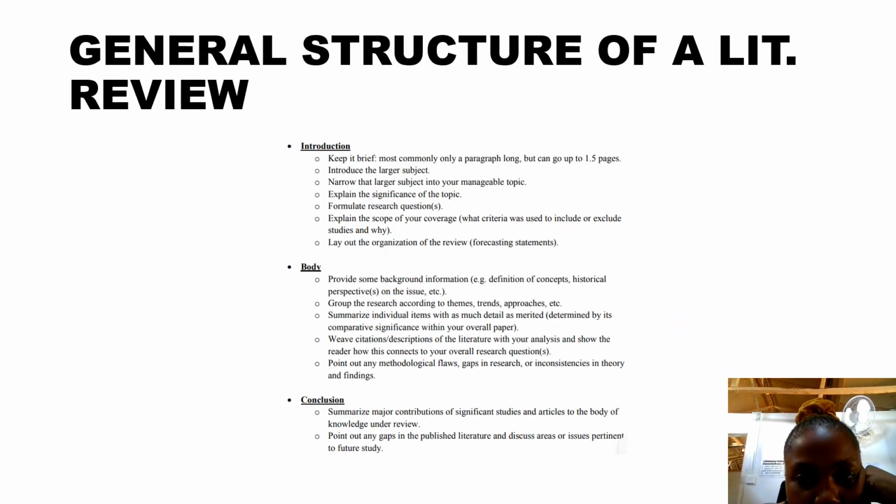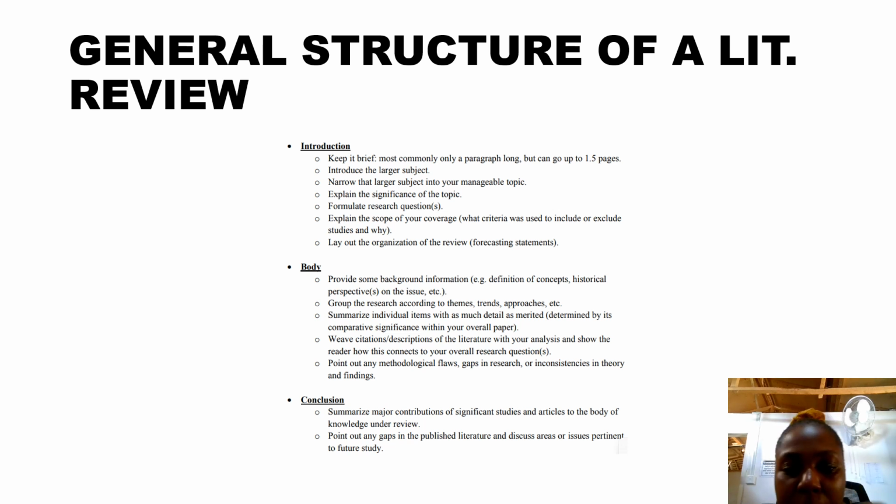So the general structure of a literature review is this. You start with an introduction. So, introduction: keep it brief, introduce the larger subject, narrow the larger subject into a manageable topic, explain the significance of the topic, formulate research questions, explain the scope of your coverage, and lay out the organization of the review.